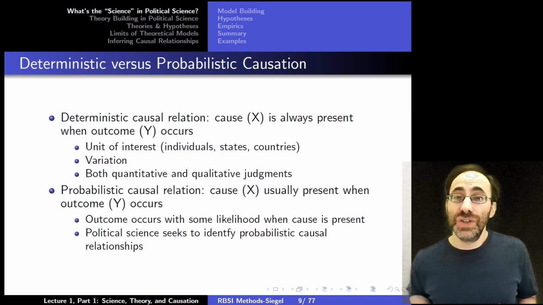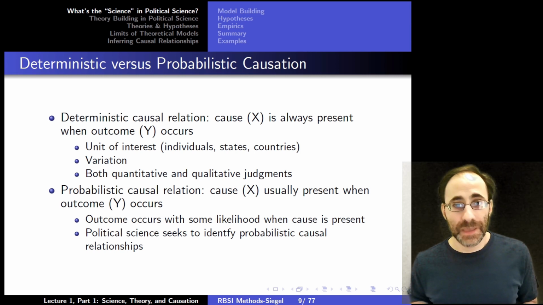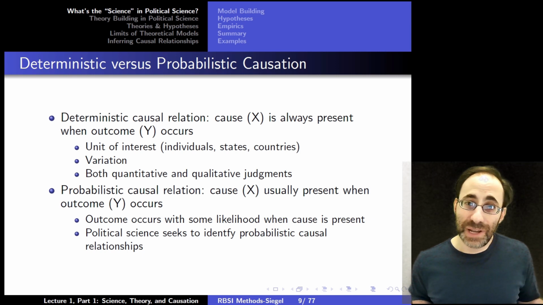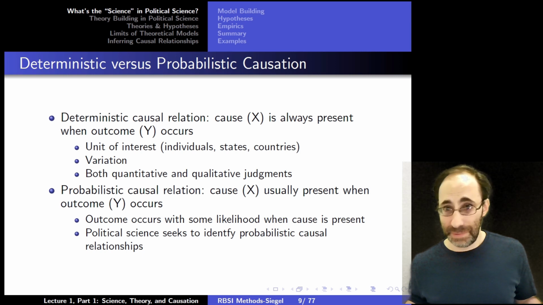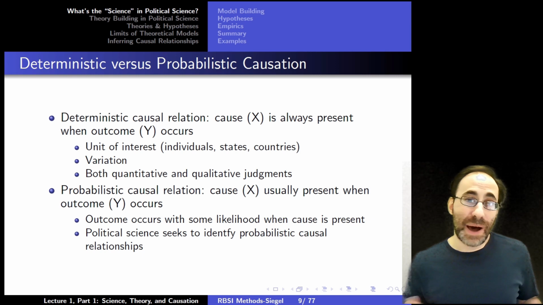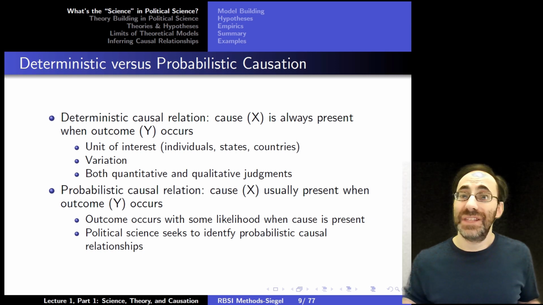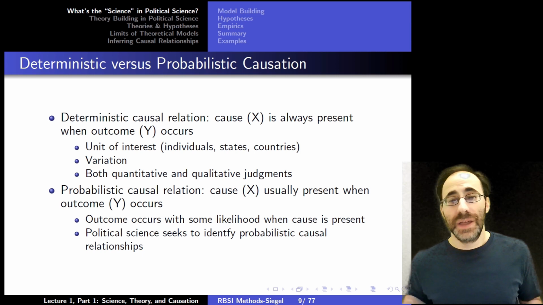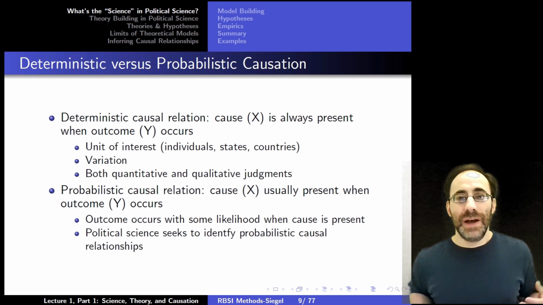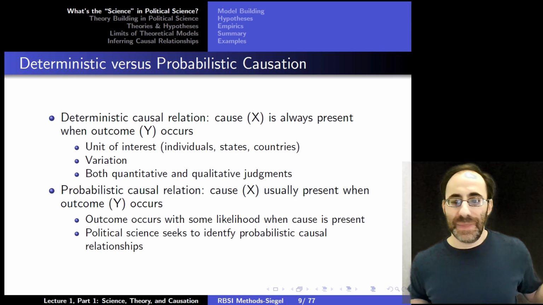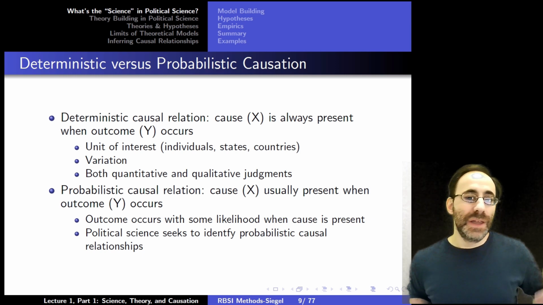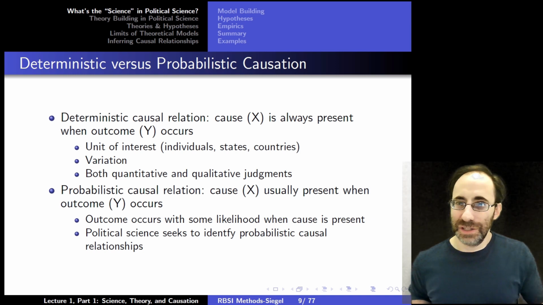The cause X is usually present when the outcome occurs. In general, a probabilistic relationship has X's presence changing the likelihood that Y happens, but not guaranteeing that Y happens. So there's a difference between biasing the odds of something and guaranteeing the odds of something. Think about rolling a fair 6-sided die, and now I bias one of the sides a little bit, and that increases the chance that a 6 pops up, but I still get other numbers. That's the kind of thing we think about for a probabilistic causal relation.